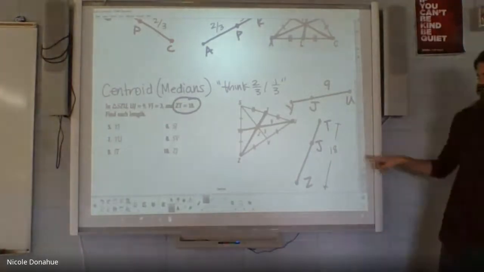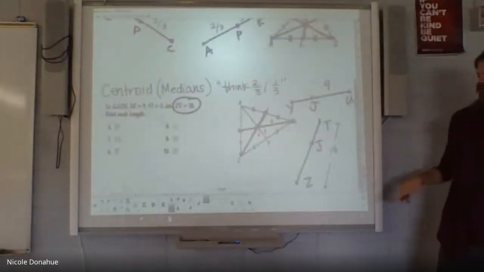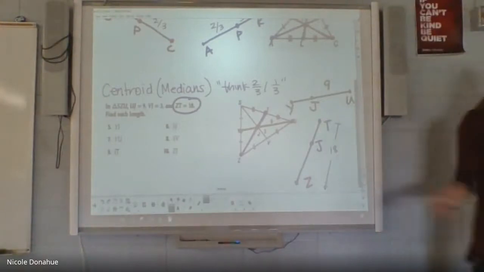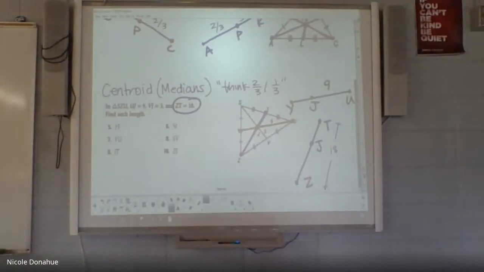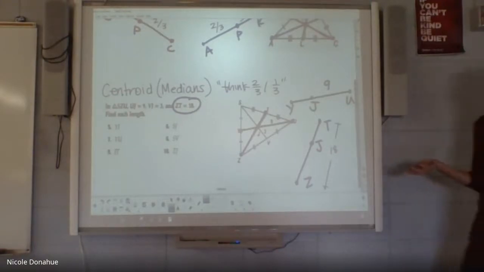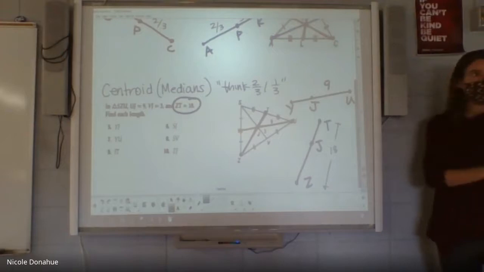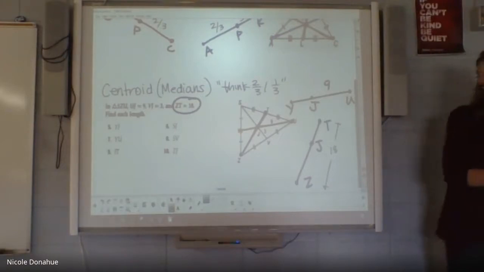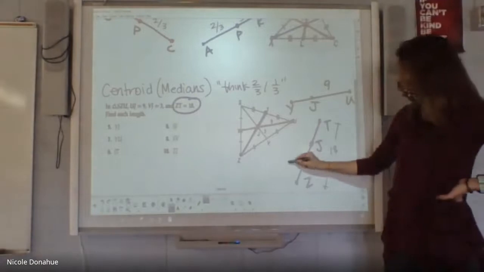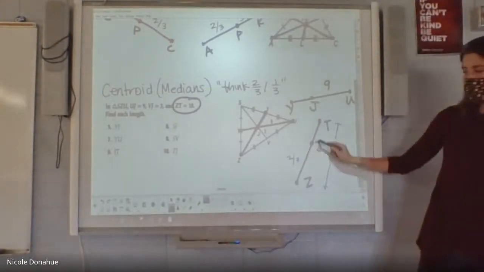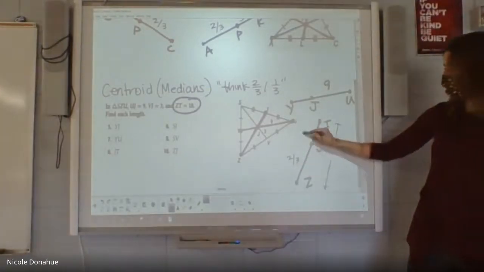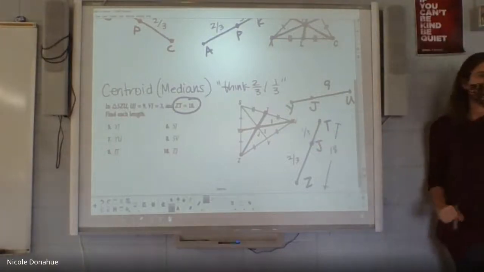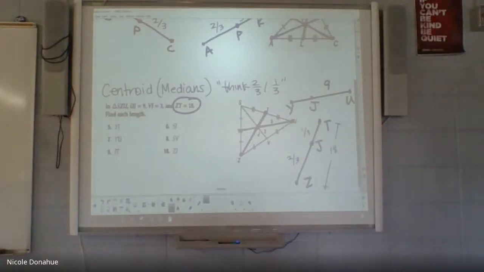So what do you guys know? Well, first of all, which part's the 2/3? Where's the 2/3 gonna be? Yeah, ZJ is gonna be the 2/3. So 2/3 of this whole line is gonna be here. So that means that this other part is the 1/3. I actually think 1/3 is easier to find than 2/3.